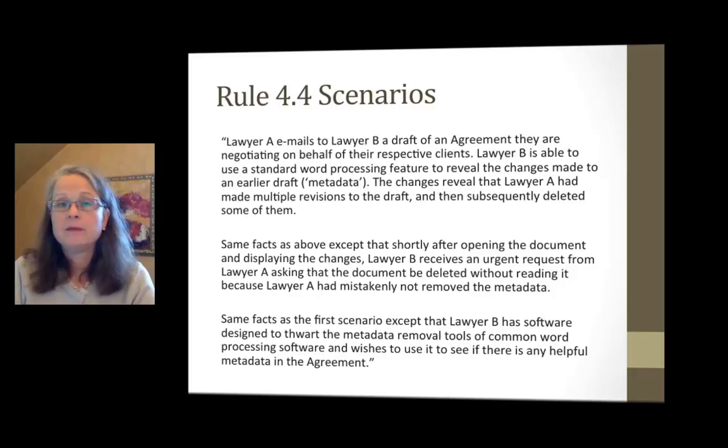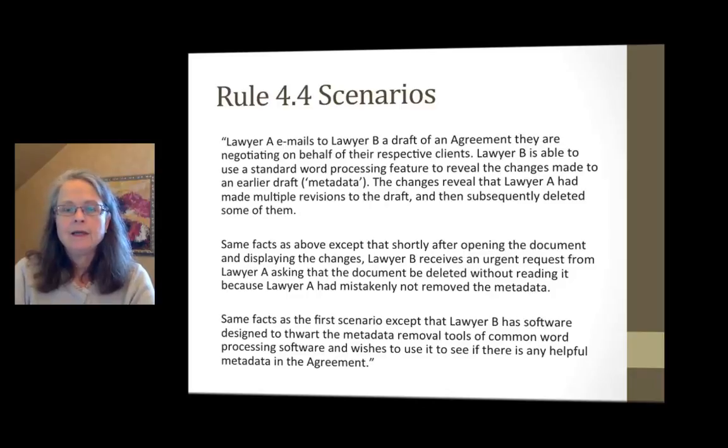That is not the receiving lawyer's job. Fourth question, must the receiving lawyer acquiesce to the sending lawyer's request to delete the document without reading it? That is a qualified no, only because the receiving lawyer should talk to his or her client about the relative risks of reading the document versus returning it.